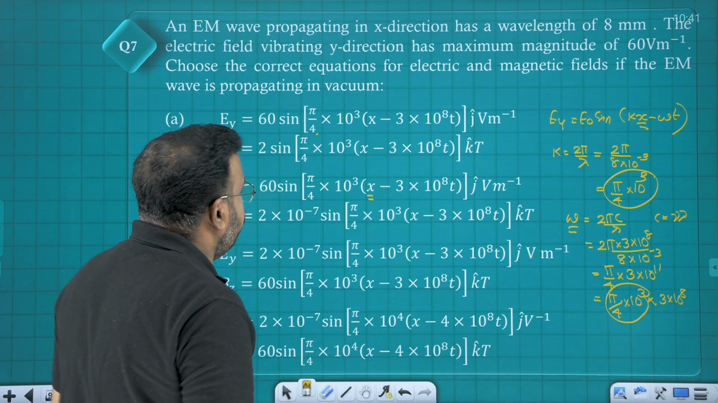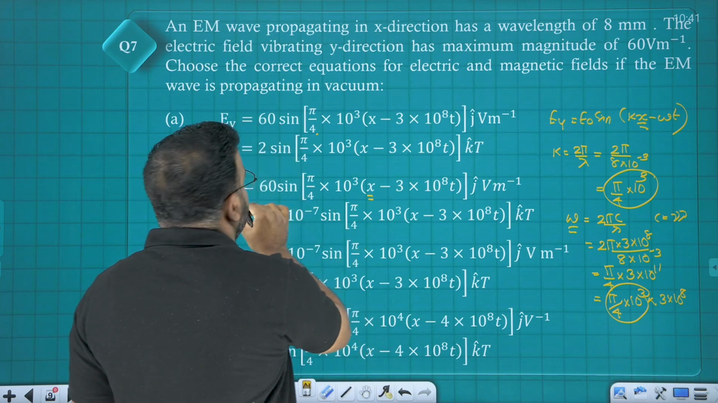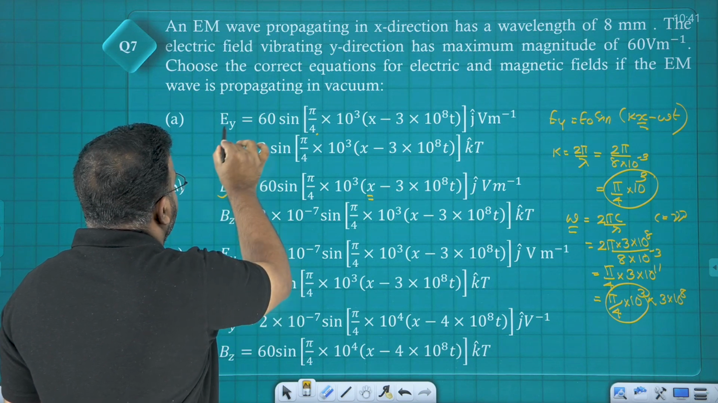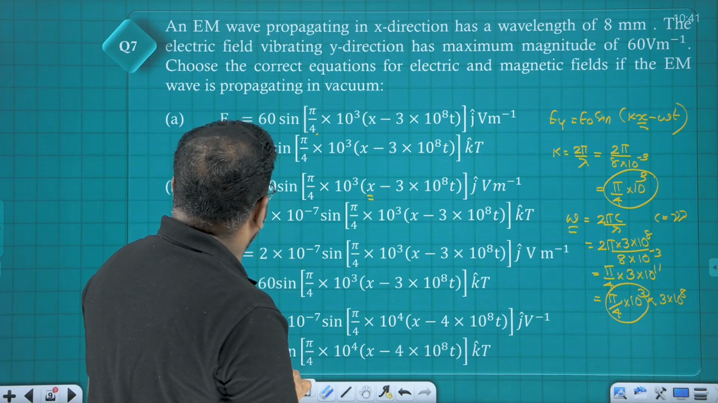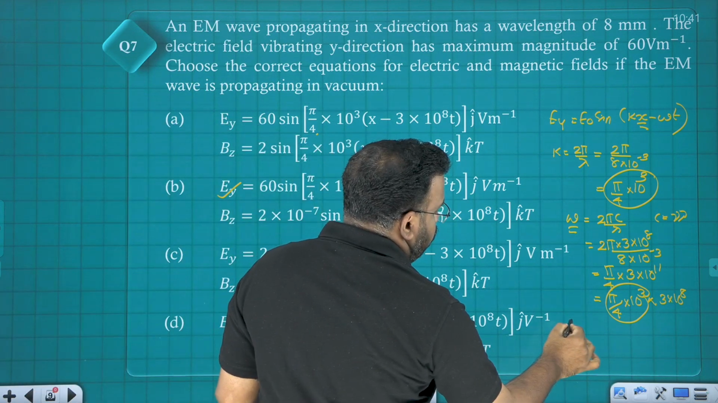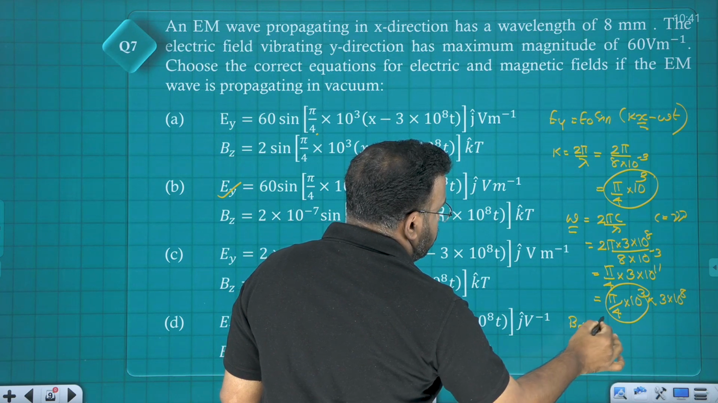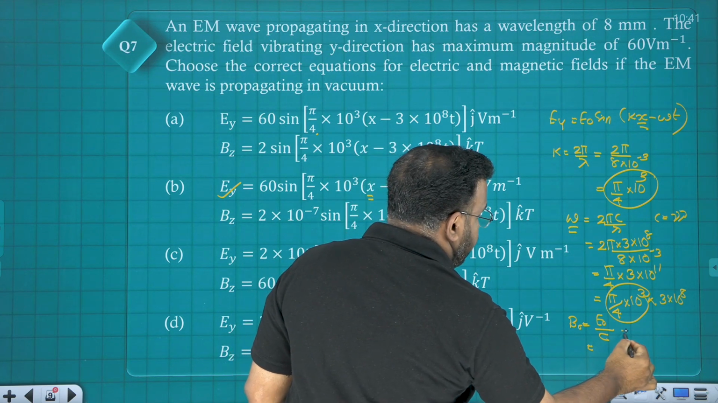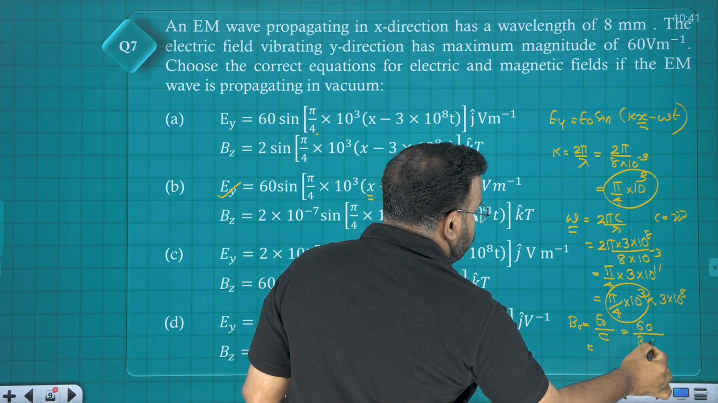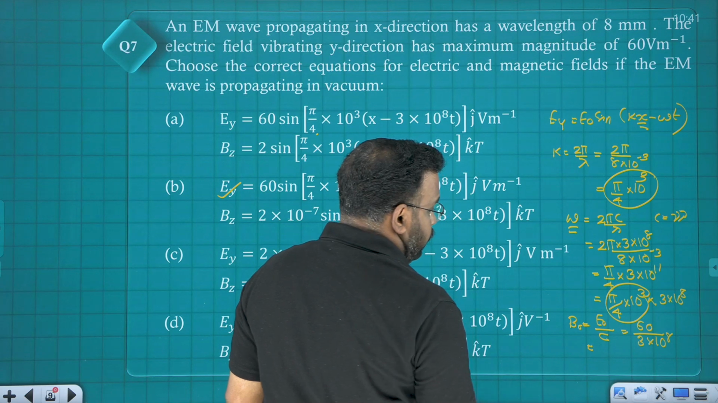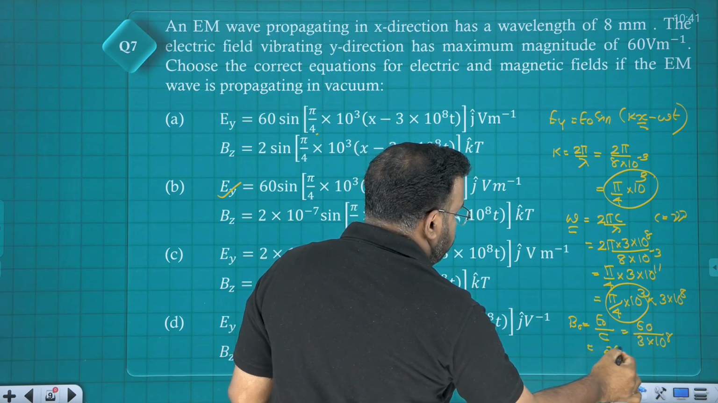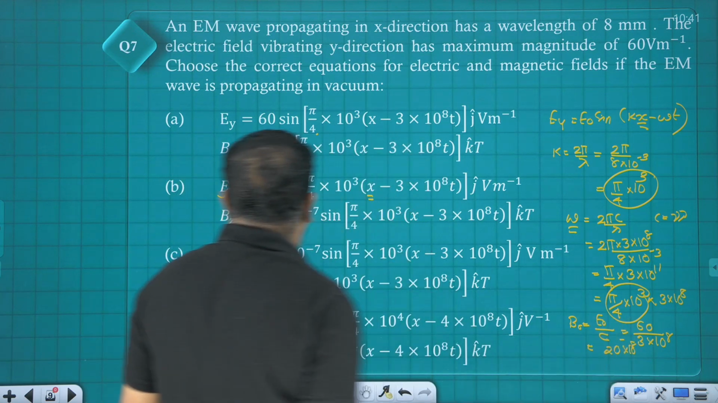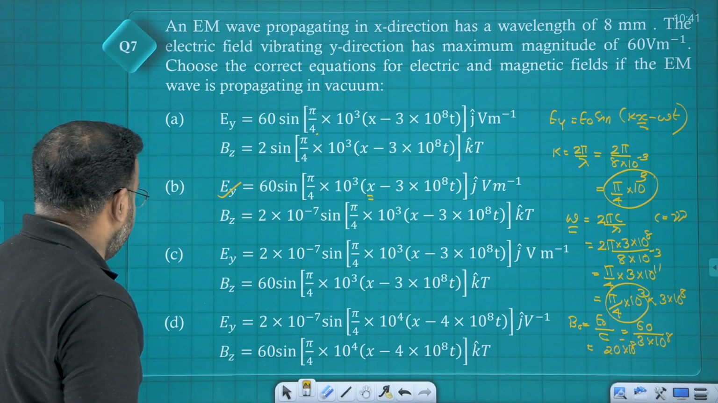Now we need to check the value of B naught. The E naught formula is no doubt the same in option A and option B, the same formula for the electric field. Now what about the magnetic field? For finding the magnetic field we need to use B naught equal to E naught by c. What is the E naught value? 60, divided by 3 into 10 to the power 8. So it is 20 into 10 to the power minus 8, so we get 2 into 10 power minus 7 as the B value.